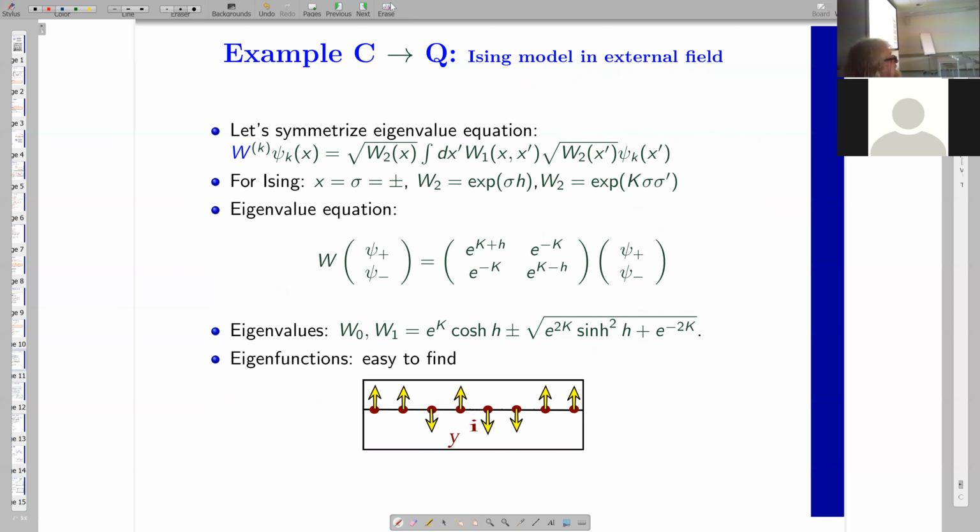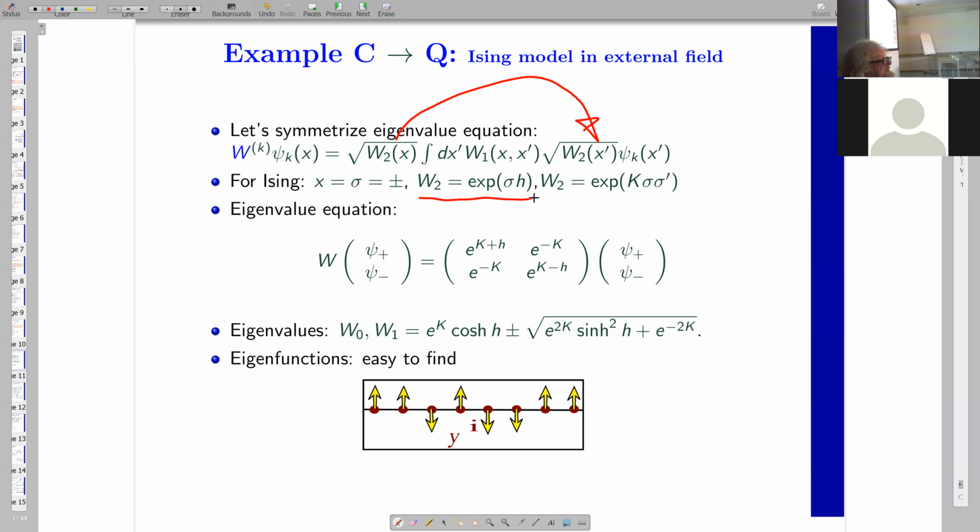Instead of writing W^2 on one side, I would spread it over the sides. The reason for that is the corresponding operator is symmetric, and it's easier to diagonalize symmetric operators rather than non-symmetric ones. Good. Then I just want to fill in this matrix. So for the Ising model, this is a 2 by 2 matrix corresponding to 2 values of spin.